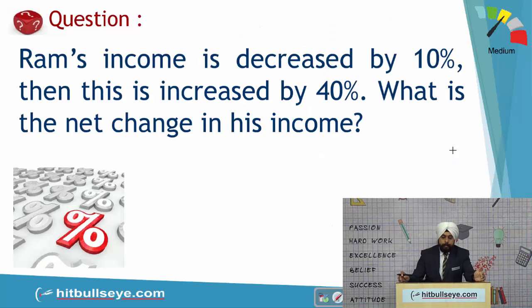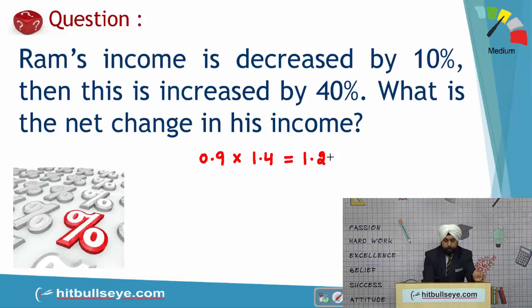This one. Now Ram's income is decreased by 10%. This means you have left 90% behind, so 0.9, and then this is increased by 40%, means now it will become 1.4. Now net result is 12 9s are 126, 1.26. So that means कि इसमें टोटल 26% का इंक्रीज है. जैसा मैंने बताया इस केस में ओरिजिनल हम हमेशा 1 मानते हैं, so there is an increase of 26%.